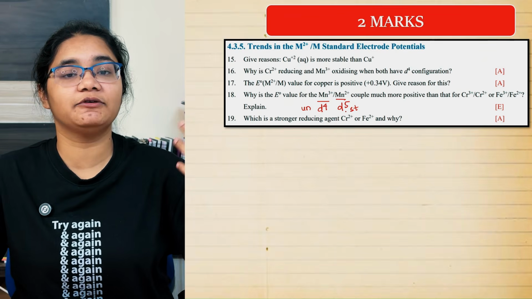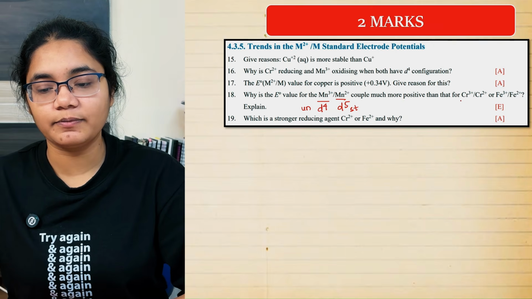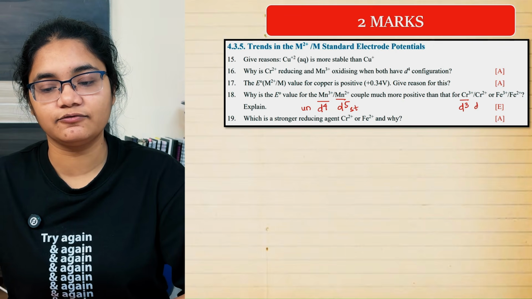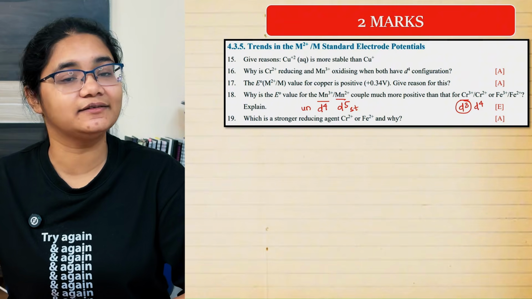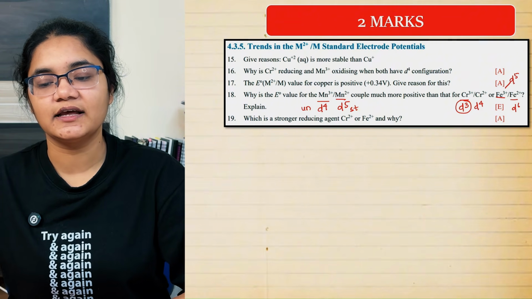So that means reduction will be faster, reduction will be easier, and the value will be higher. If you see, Cu+3, Cr+3 is D4 to D4. I already told you D3 is highly stable, and here Fe+3 is also D5 and Fe+2 is D6. Again, this is stable.